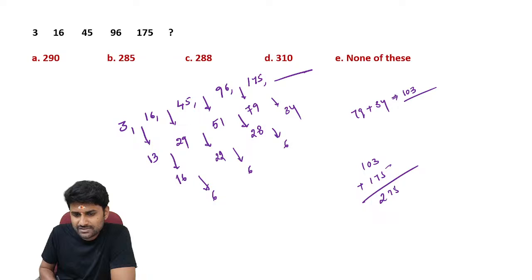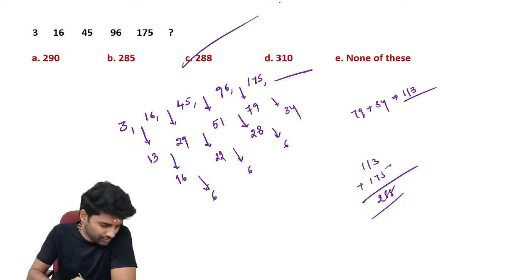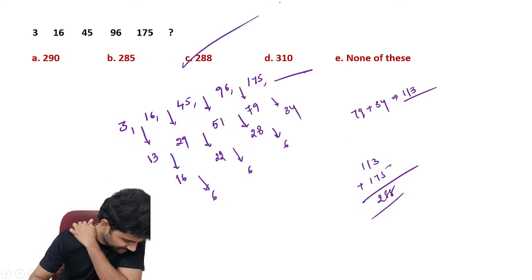Then the answer is 288. 113 plus 175 is 288. 288 is the correct answer. Yes, thank you.